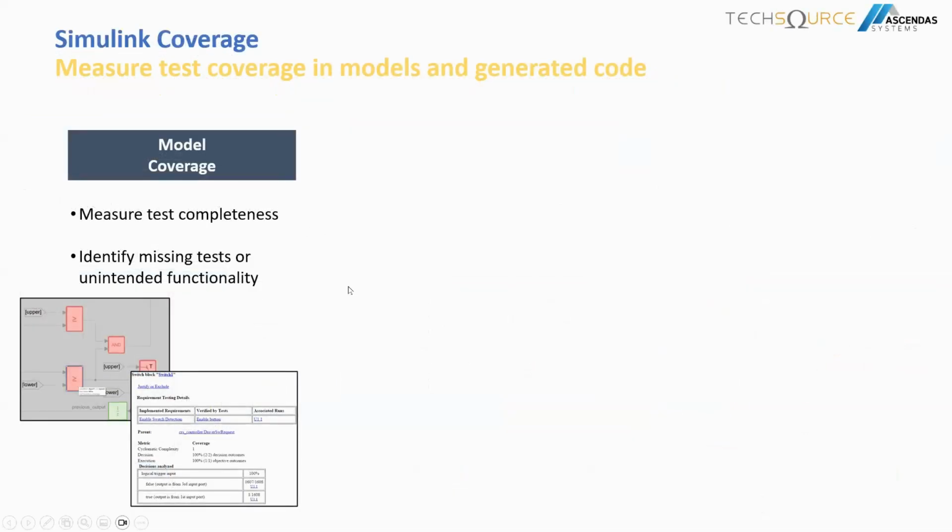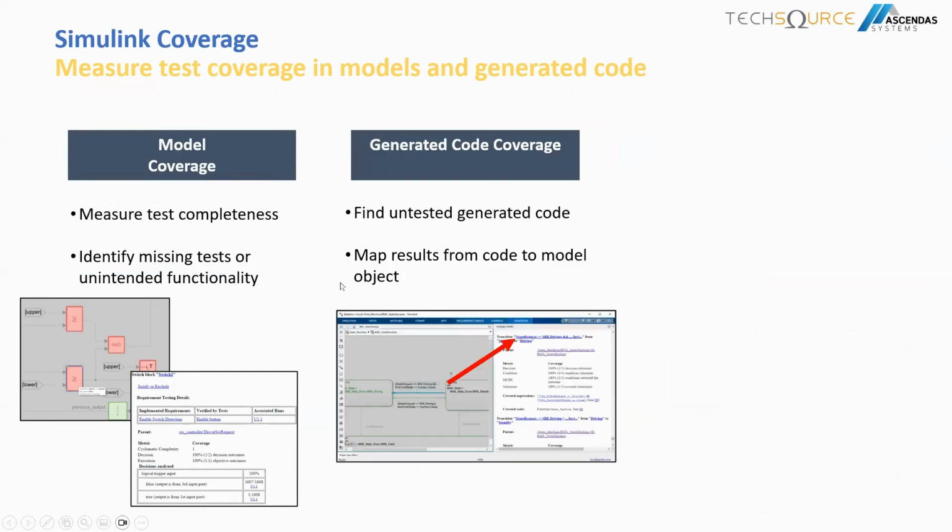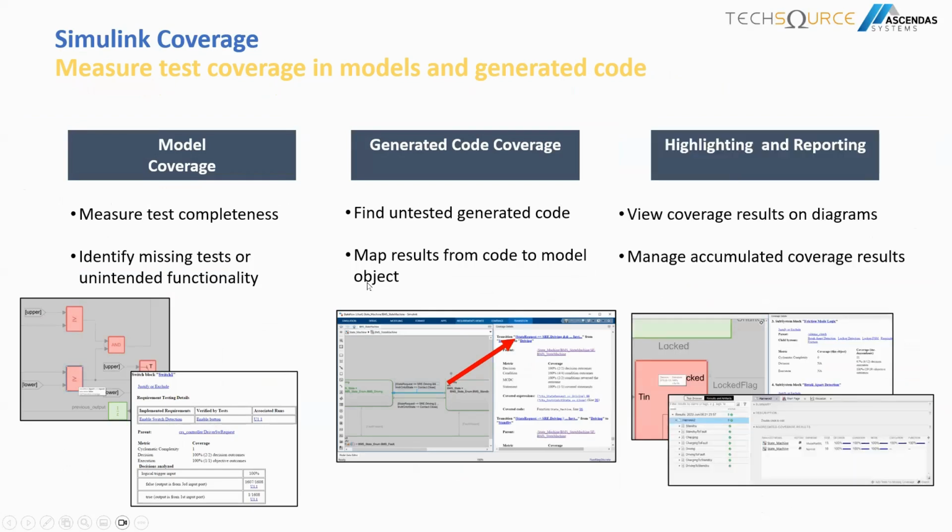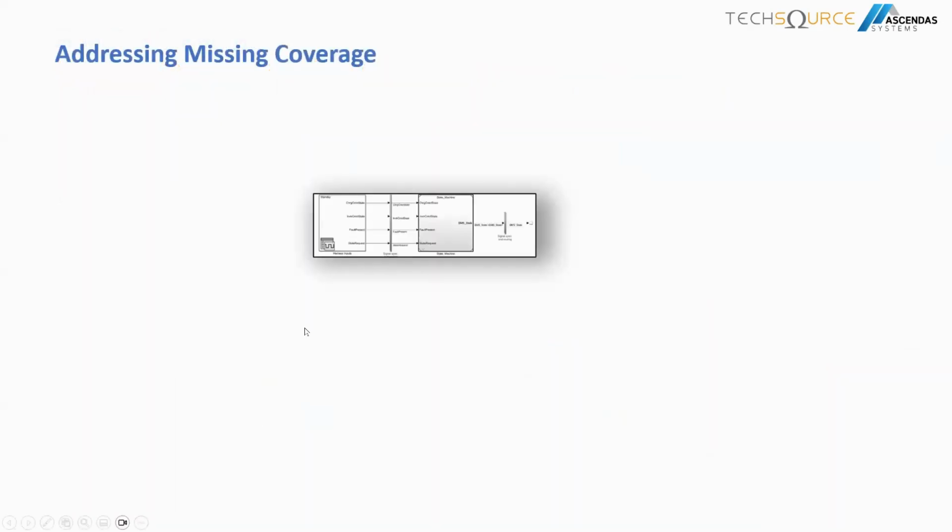Next is Simulink Coverage, which measures the test coverage of your models and the generated code. So the models are being tested and also the generated code, which gives full testing from the model itself through to the generated code. It also has reporting for your reference. Now, addressing some missing coverage.